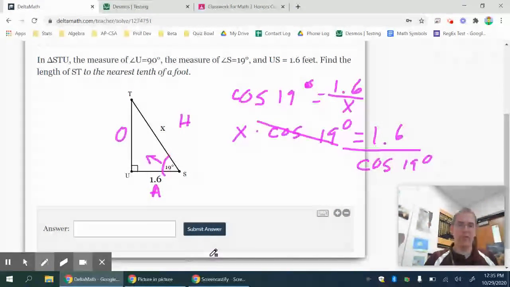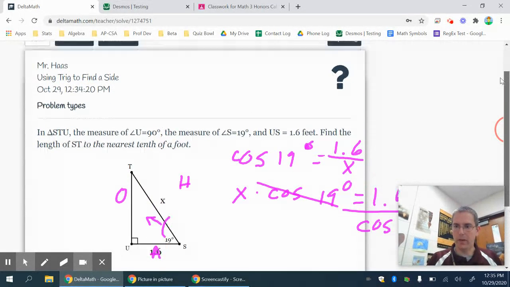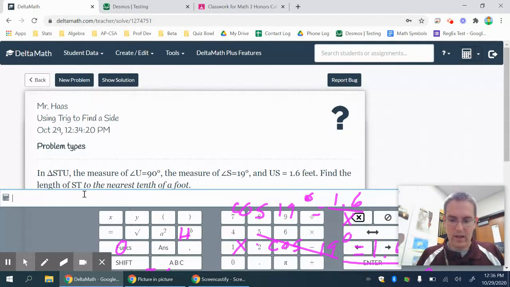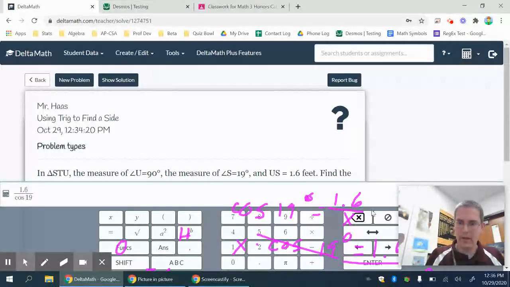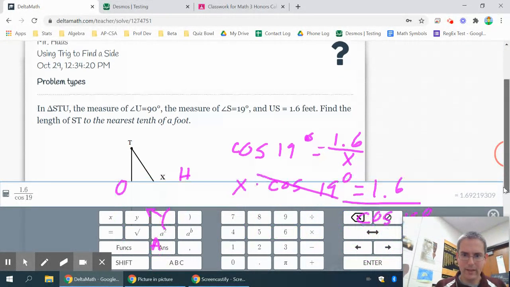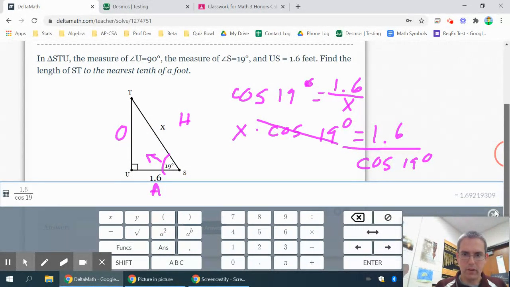So I have 1.6 divided by cosine of 19. Of course, you could always go and put that in Desmos, but the DeltaMath calculator does just as well. I really think they use very similar logic. I have 1.6 divided by cosine of 19 degrees, and in this case it gives you your answer of 1.69. And since 1.6 was one of the sides, a 1.69, which would round to 1.7, seems very reasonable for another side.